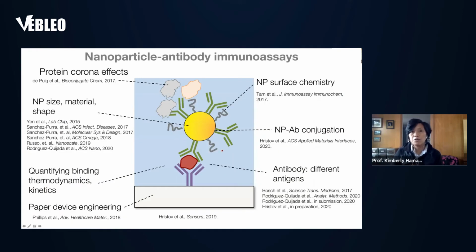So in my group, what we do is we study this sandwich immunoassay format for nanoparticle antibody conjugates. We study many aspects of this. So we vary the nanoparticle size, material, and shape with the goal of either introducing enhancements or increasing the sensitivity of these tests. We study the protein corona that forms around them in these lateral flow assays. We vary things like nanoparticle surface chemistry and conjugation, and we engineer different devices.